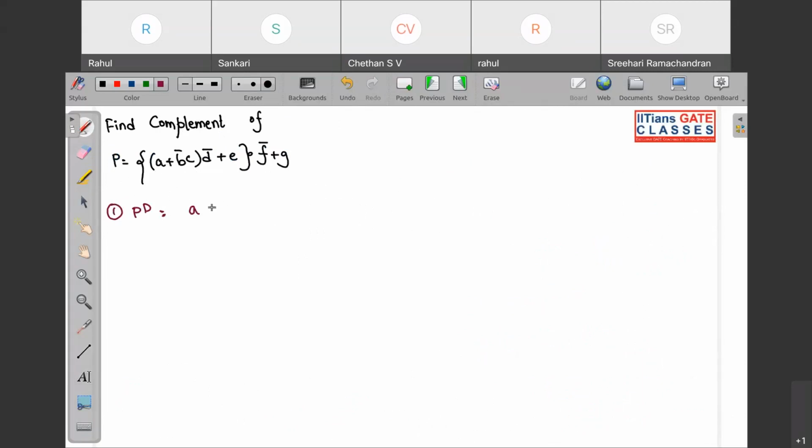So here it is A. This plus will convert to dot. This will be B complement plus C. Over here, once again, I have dot, so this will be plus D into (E plus F), and this will be G. Simply I have replaced all the plus with dot and all the dot with plus. So this is the dual of this function.